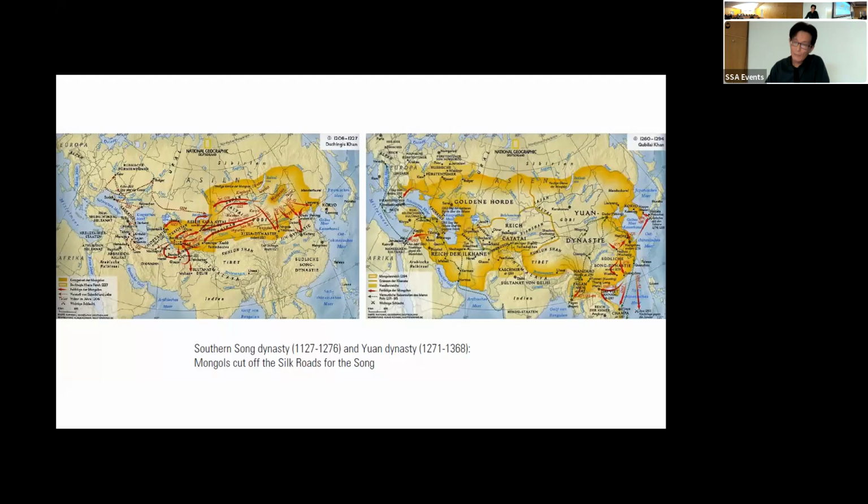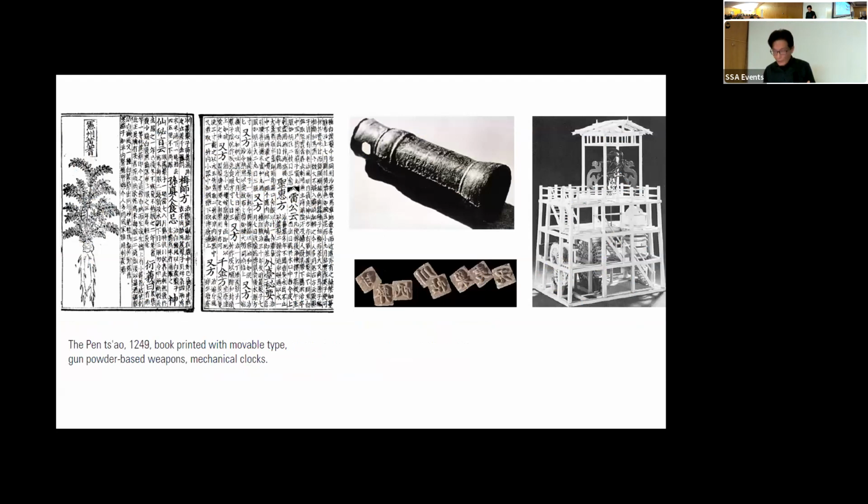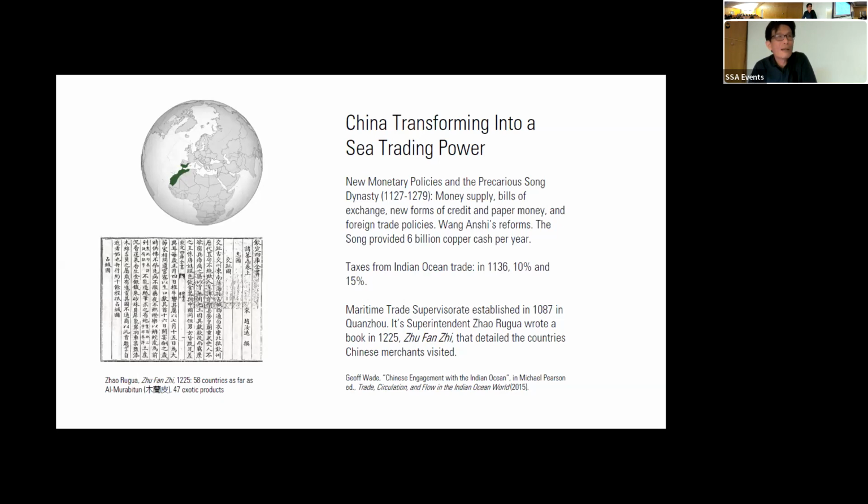One of the most ironic reasons for that heightened creativity was that the Song Dynasty was living a precarious existence, with the Mongols expanding, getting very strong, breathing down the necks of the Song Dynasty. Any minute they could just take over. They did take over, but before that, the Song Dynasty thrived not with the Silk Roads, which were cut off, but with the ancient sea trade. That turned the creativity of the Song, with printing, weapon making, clocks and so on, into a sea power, a trading power.